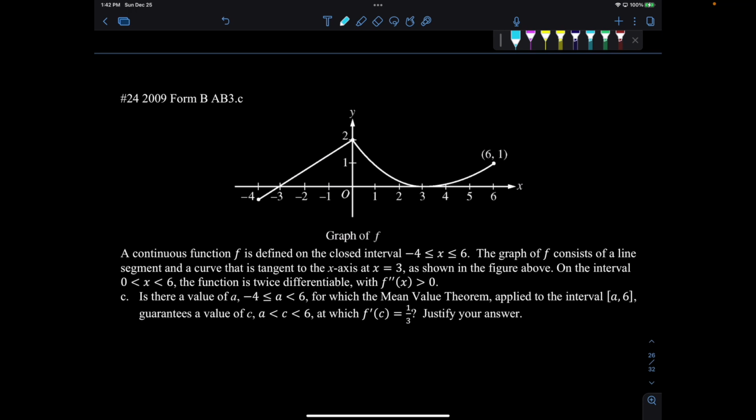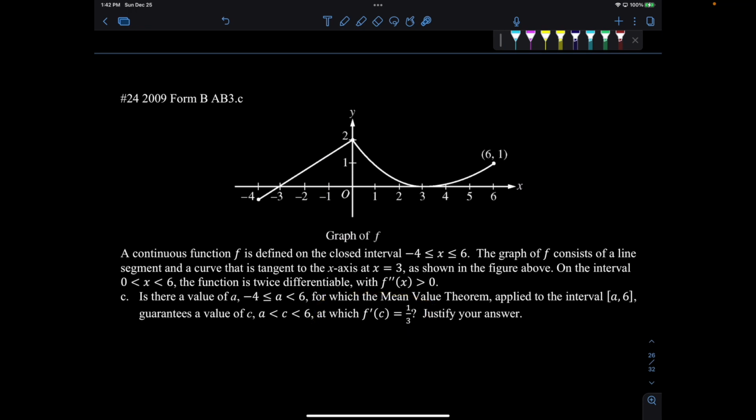AB3, Part C. A continuous function f is defined on the closed interval. The graph of f consists of a line segment and a curve that is tangent to the x-axis at 3, as shown in the figure. On the interval from 0 to 6, the function is twice differentiable with f double prime greater than 0. Part C asks: is there a value of a between -4 and 6, so anywhere on the entire interval, for which the Mean Value Theorem applied on the interval from a to 6 guarantees a value of c at which f prime of c is 1/3?